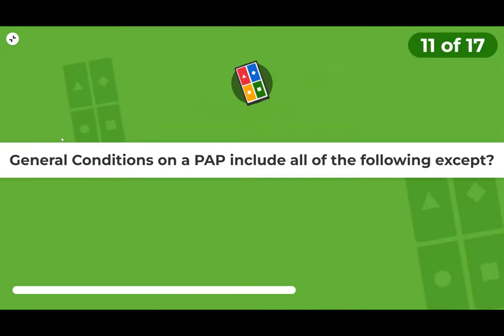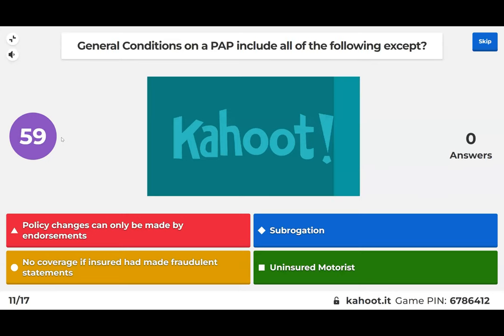General conditions on a PAP include which of the following except. So conditions are rules. Three of these are rules and one of them is not a rule.